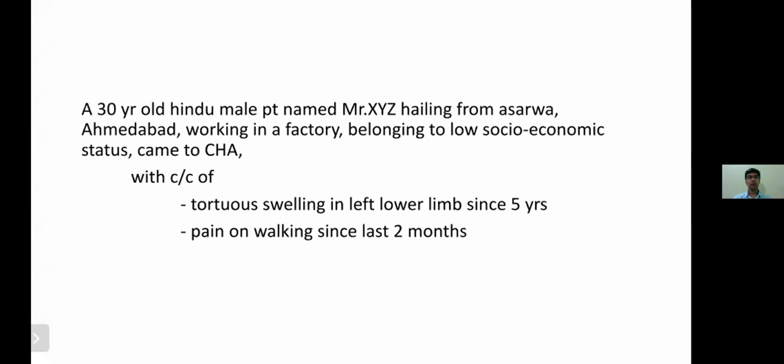The chief complaint is either of the two. First of all, in chief complaint, generally avoid the word tortuous per se, because tortuous will come in the OPD, or even after some time, after examination, because by history you cannot say tortuous swelling. So swelling in the left lower limb is more than enough. The most common chief complaint is swelling.